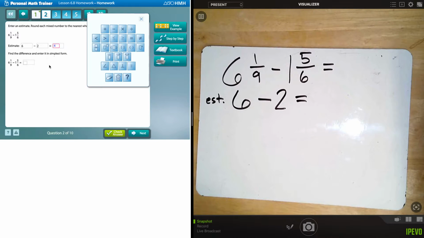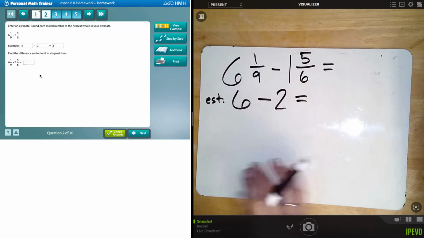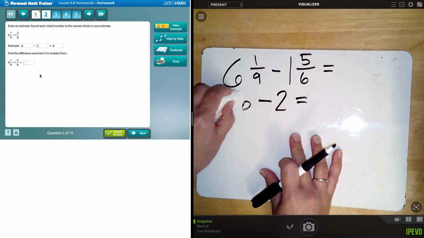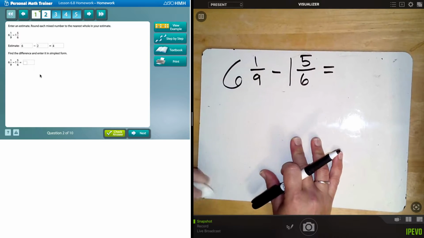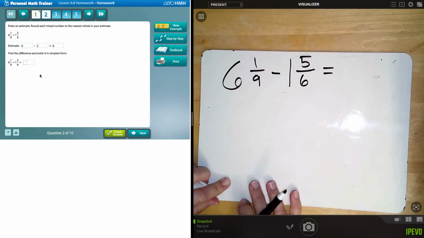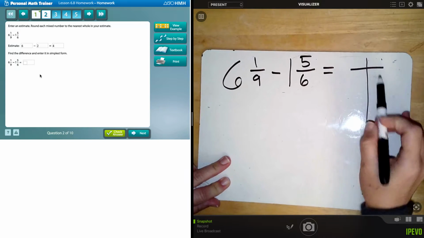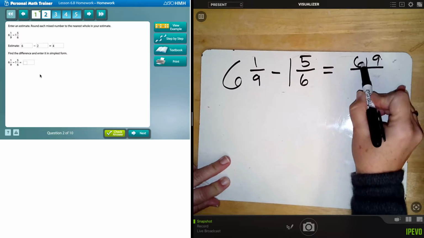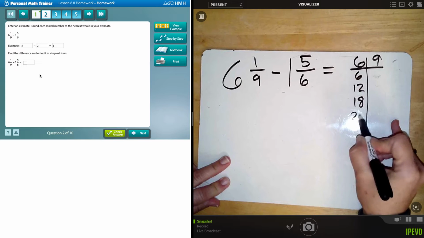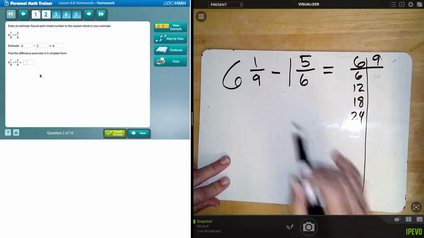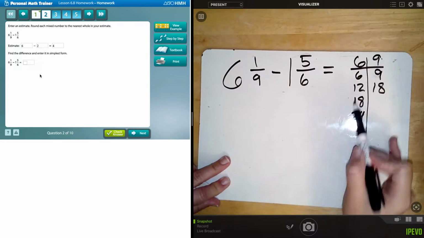Now I have to find the difference and enter it in its simplest form. So I can erase my estimate so it doesn't clutter my space. But what I do need to know is that we have the same denominator, right? Before I can subtract them, I need the same denominator. I like to make a list of my multiples. So 6, 12, 18, 24, and I'm just going to do a few because I'm going to do my 9s. 9, 18, and I see a match.